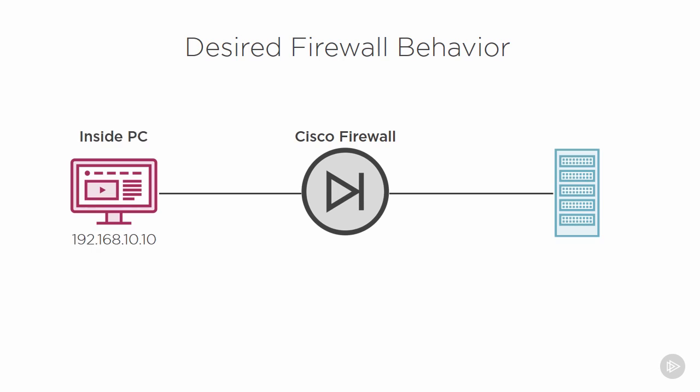On the left, I have an inside PC. This is going to be in our trusted zone. On the right, I have our outside web server. This is going to be in our untrusted zone. So here's the desired behavior that we're looking for.